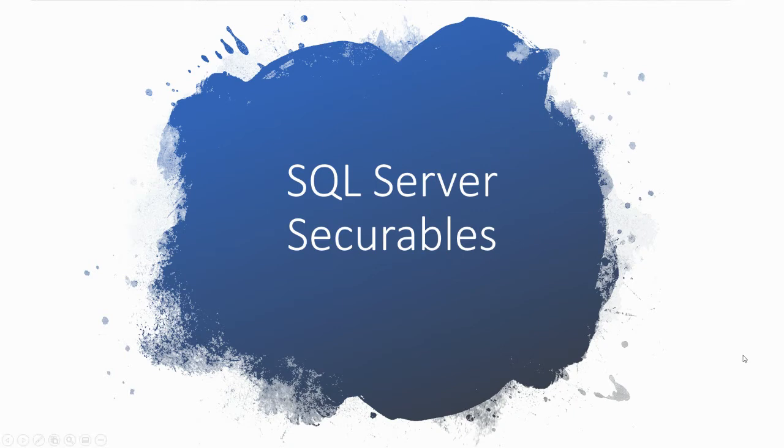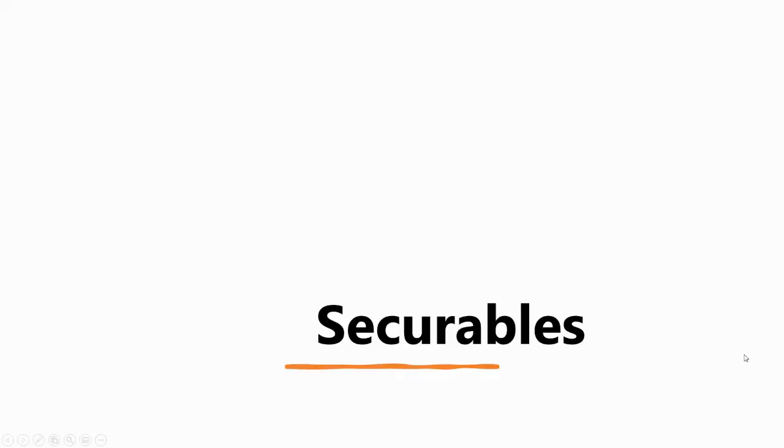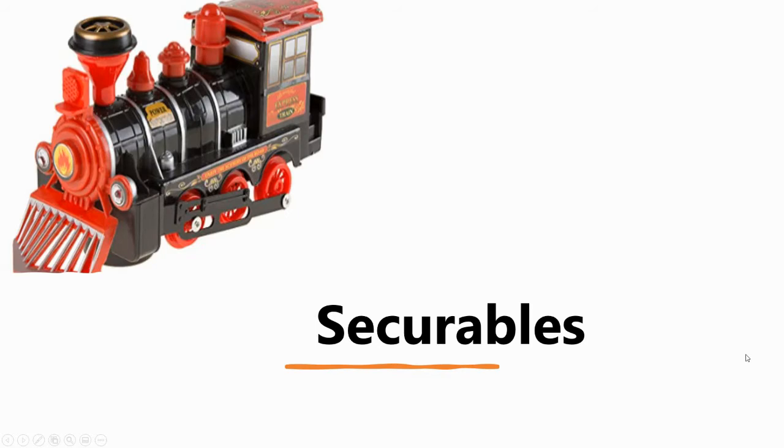When we talk about SQL Server, let's see the SQL Server securables as a whole train. Inside a train, you can control a lot of things with the engine. You can control where you are stopping the train, how much speed it's going to go, what route it's going to take, what kind of fuel it's using. So there are a lot of things that you can control at the engine level, which is something that you can control at the SQL Server instance level.